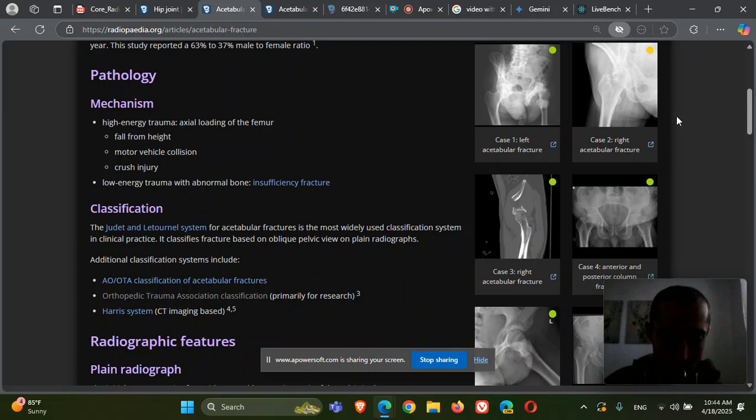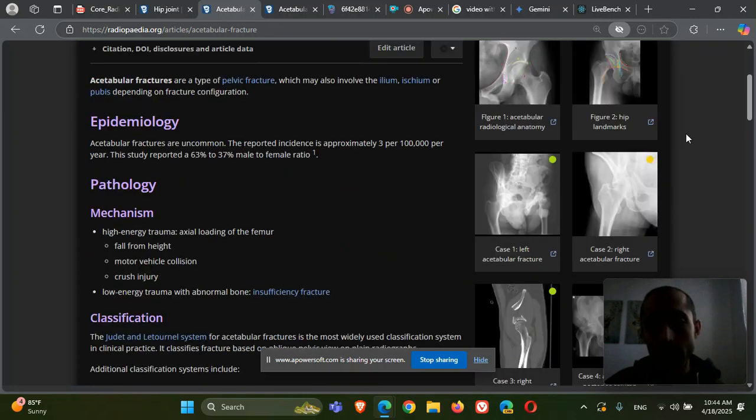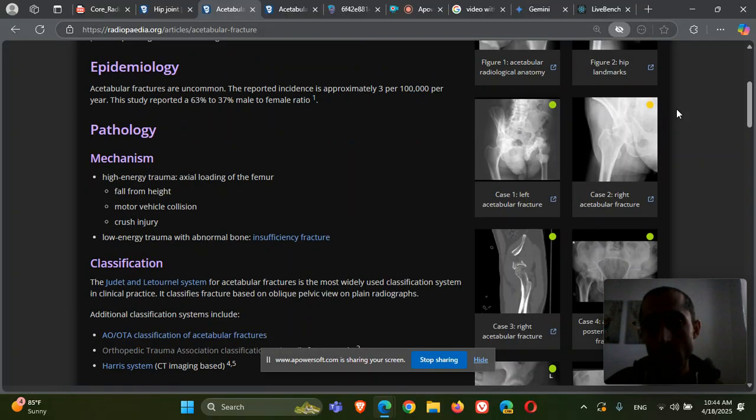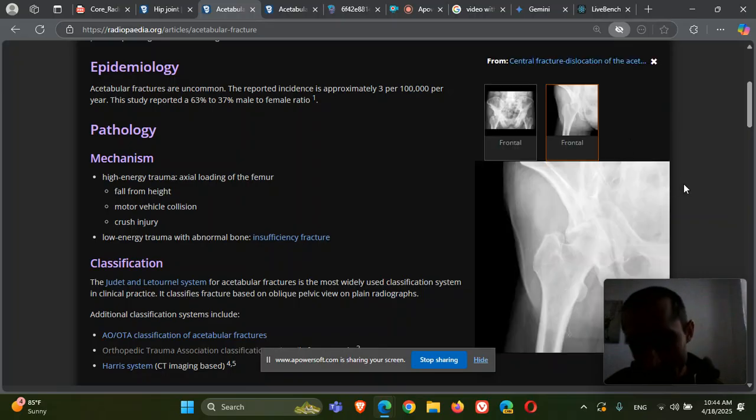So after we saw the lines, now we can look at acetabular fractures, and you will see how those lines are disturbed. This is very hard to see something.